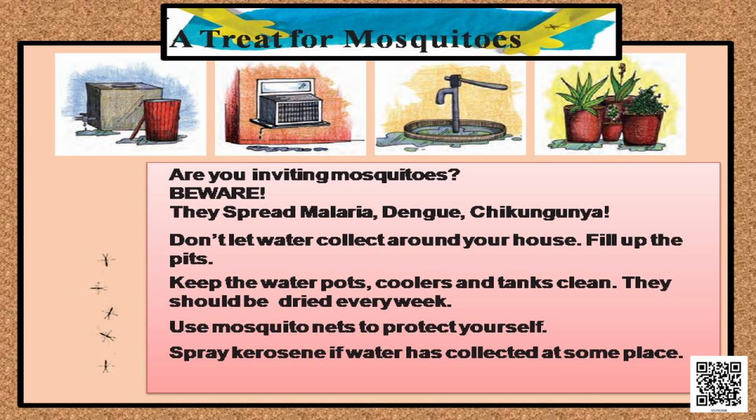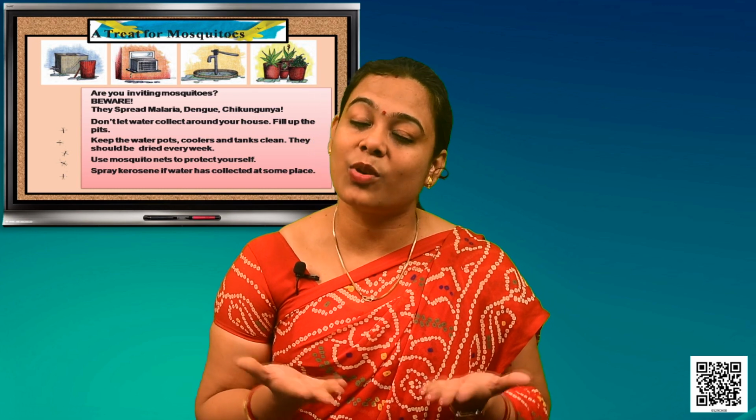There are mosquito coils, and now mosquito incense sticks are also coming, but these coils and sticks create smoke and sometimes they could be suffocating. So the best way is the mosquito net, or a mosquito repellent cream is also very effective. Spray kerosene if water has collected at some place. If there is some water around your house that you did not know about, you could spray kerosene over the water and the mosquitoes will not come to that place.